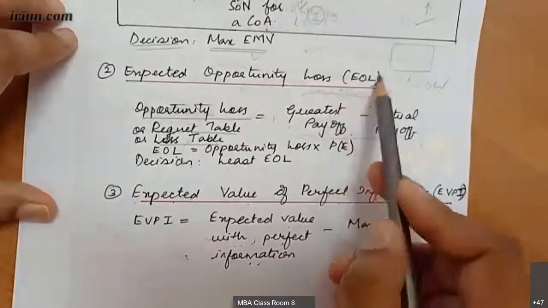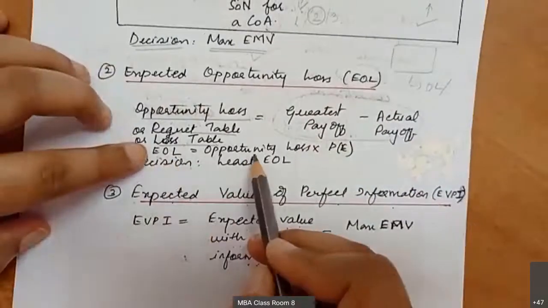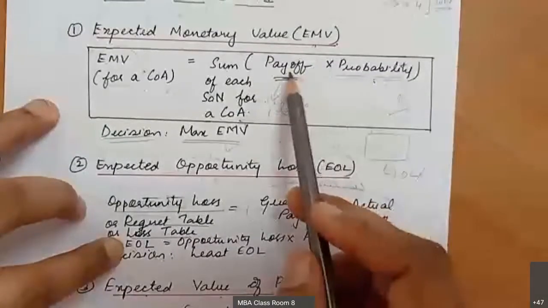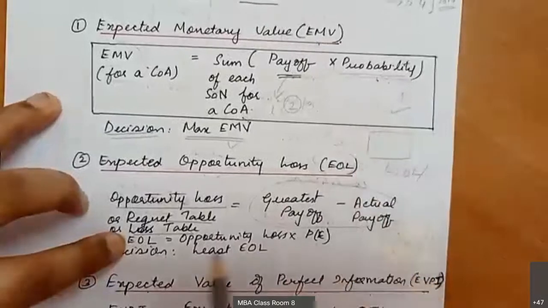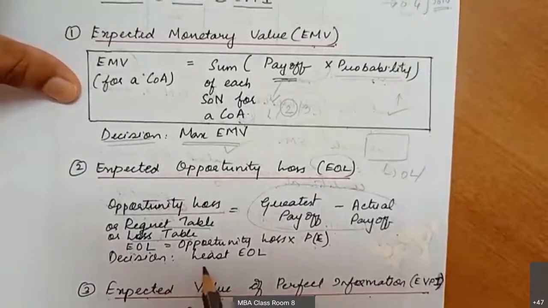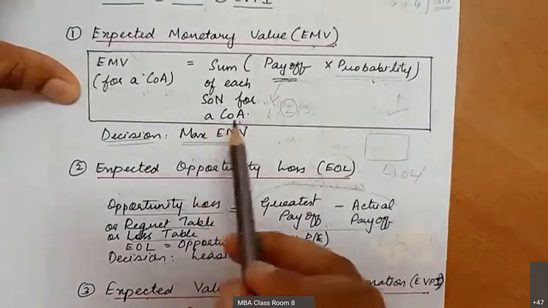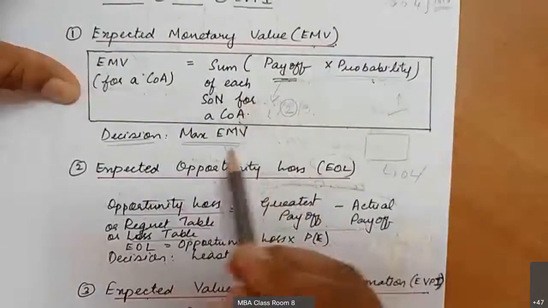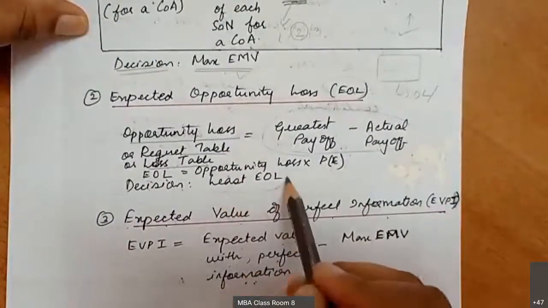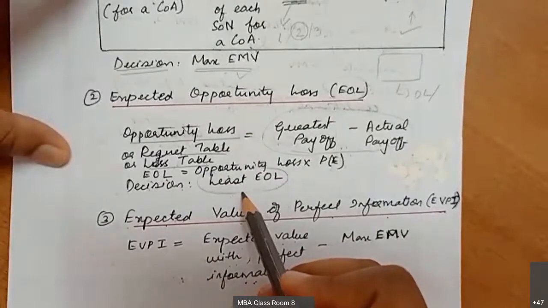Now how will you make the expected opportunity loss? For that, we have a formula: EOL is equal to opportunity loss into probability. It is a similar formula. Over here, it is payoff into probability; in this, it is opportunity loss into probability. Here, we are going to select the least EOL. Because in the first one, it was related to profit, and we always wanted to maximize the profit. But in this case, it is the loss, so we always want to minimize the loss. So we have to take a decision wherein the loss is minimum.